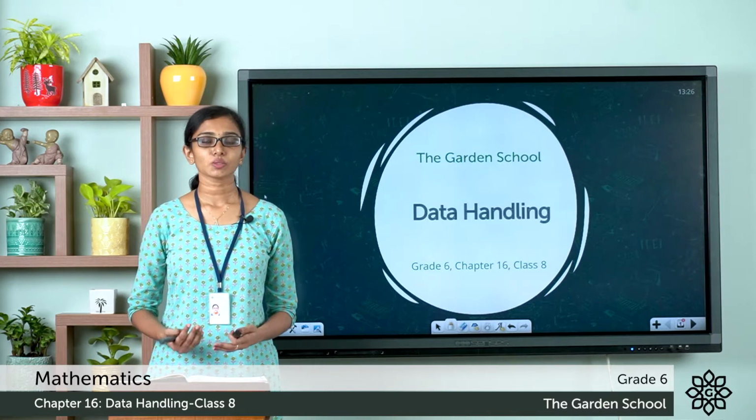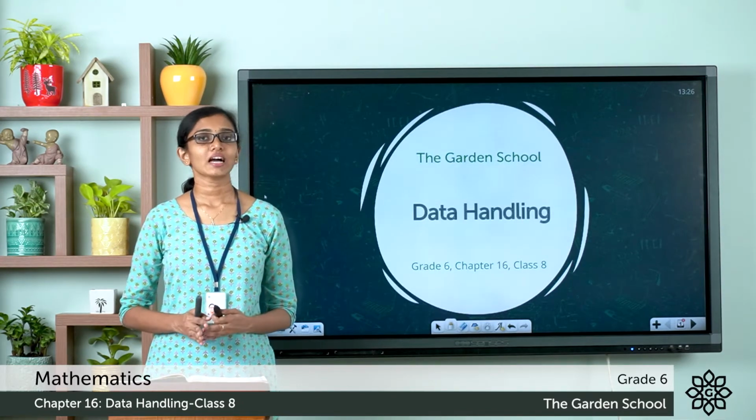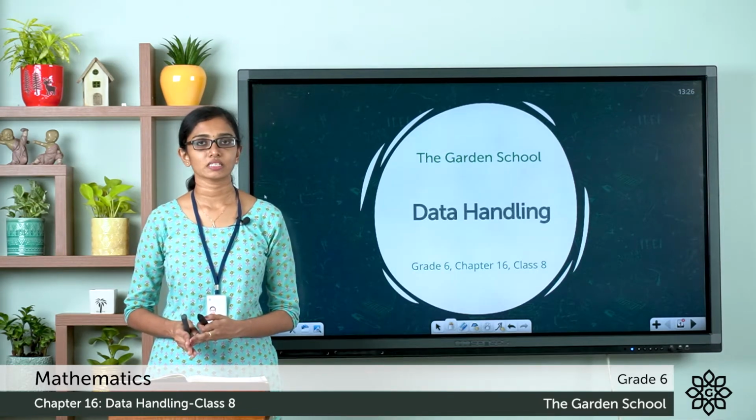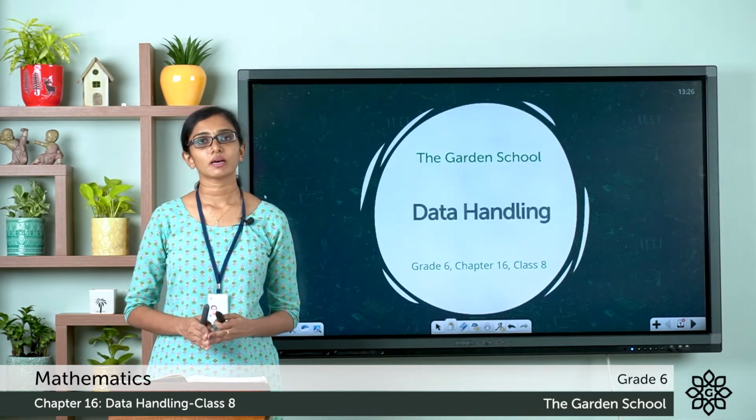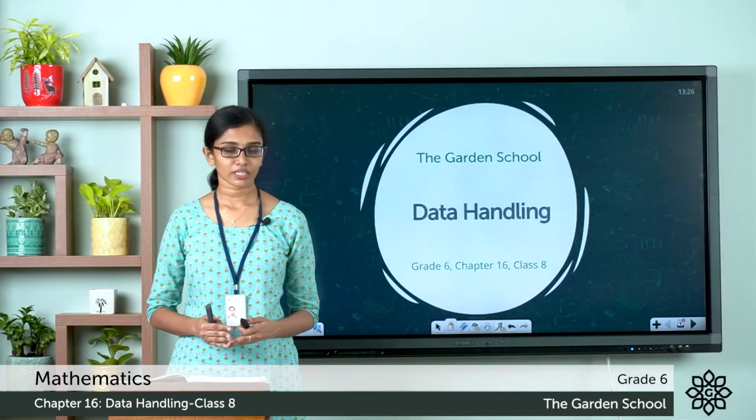In the previous class we had discussed the first 3 questions from the revision time exercise. Today let's discuss the rest of the questions. Starting with question number 4, this is from page number 247 of your textbook.